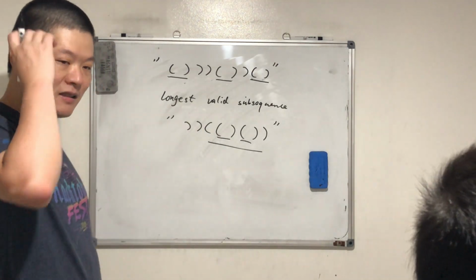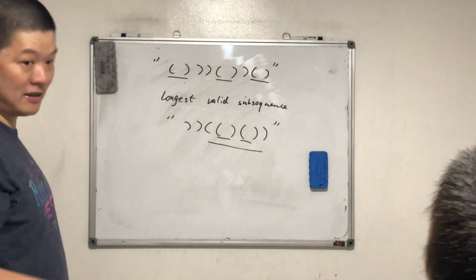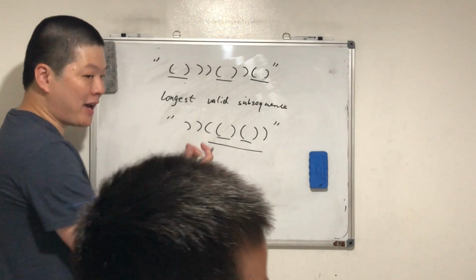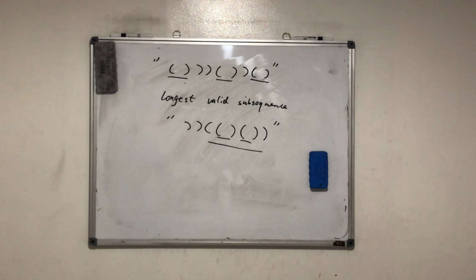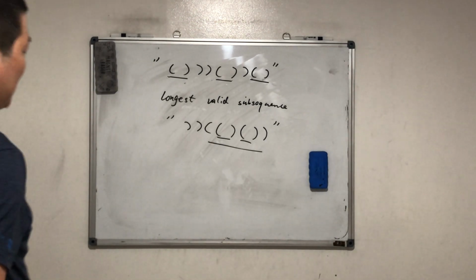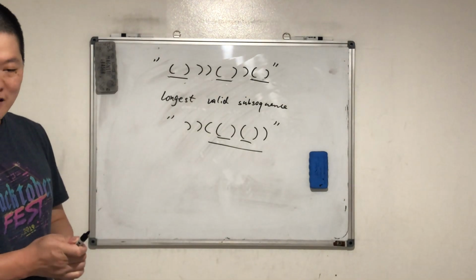It will always be an even number, exactly, because we want to find out the number of pairs, so it needs to be an even number. That's a good catch. So how can we do this? Any idea? It's quite similar.